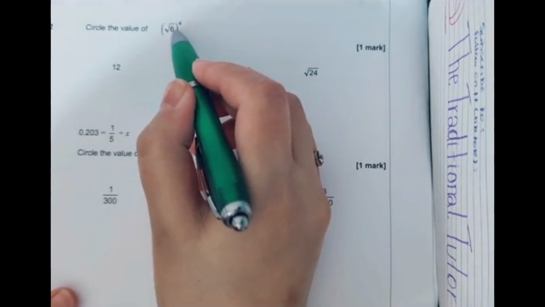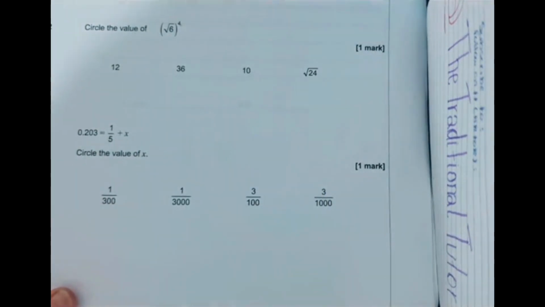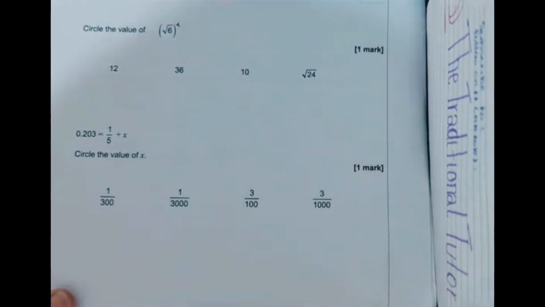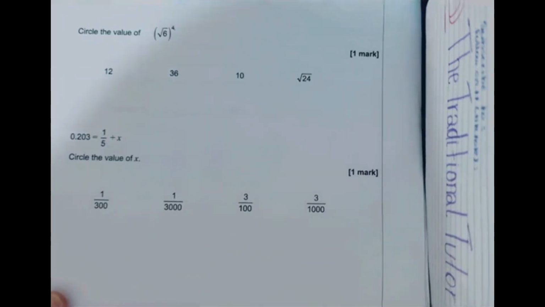Okay, so now we're going to take a look at question 2. Circle the value of the square root of 6 raised to the power of 4. Now that is also a tricky one, but also an easy one at the same time. There's two ways in which you can do this. Just like any other question in maths, there's more than one way of doing it.